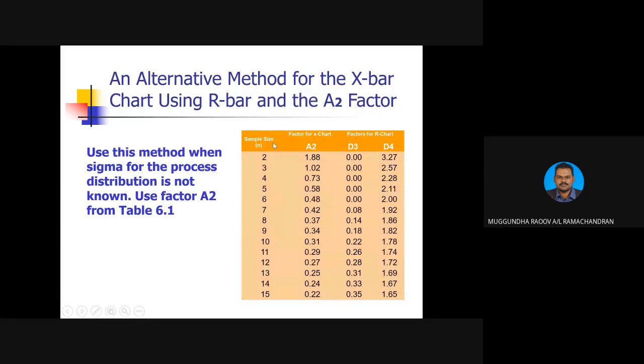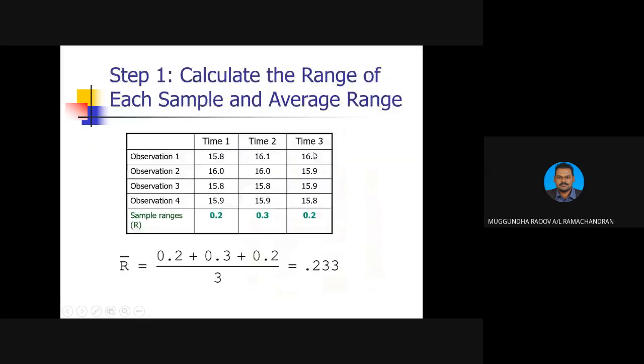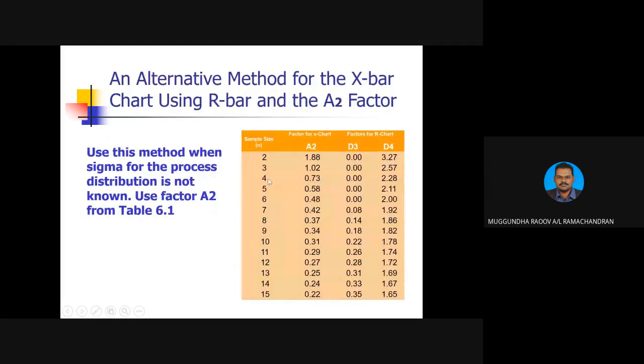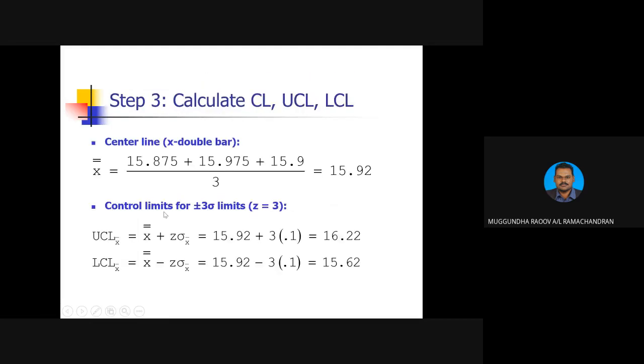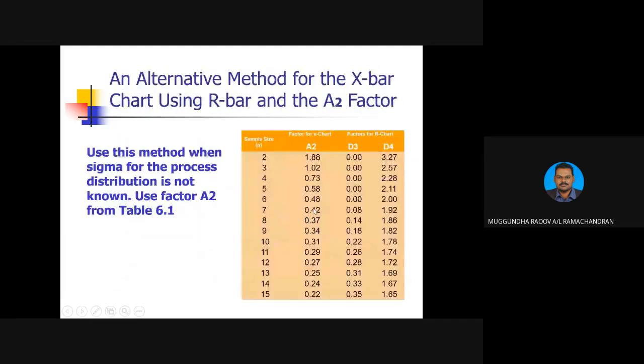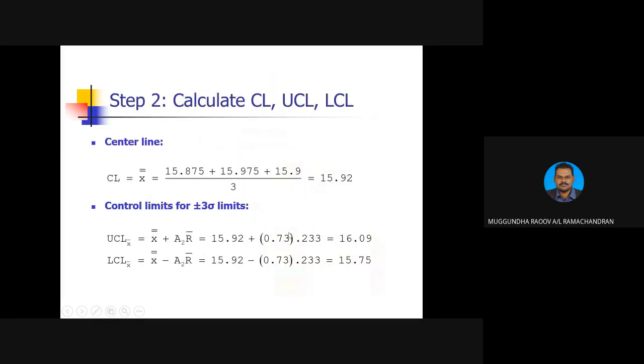Let's go through this table, class. Here they choose 0.73. The sample size is n, and the A2 factor is 0.73. The sample is 4. So why is the sample 4? They took this observation, so the sample size is 4, and the A2 factor is 0.73. So now you will get the upper control limit and lower control limit.